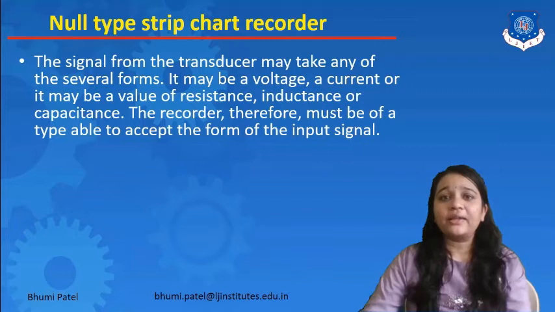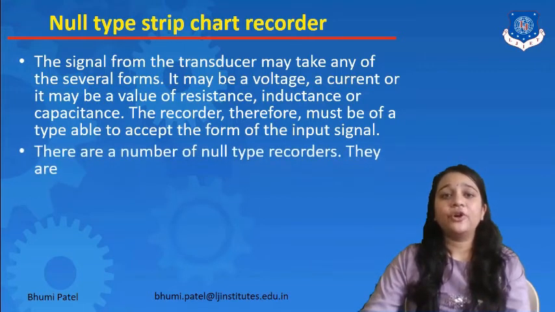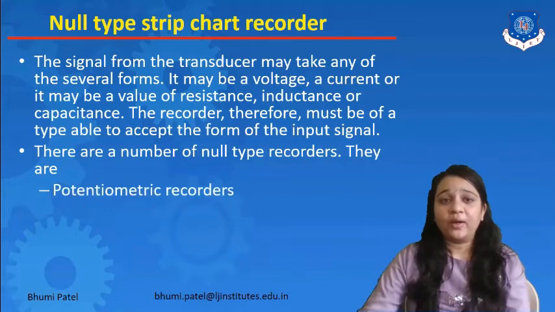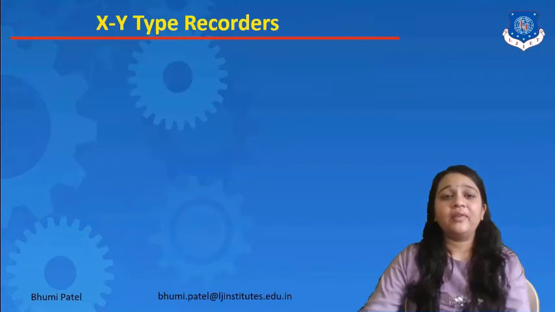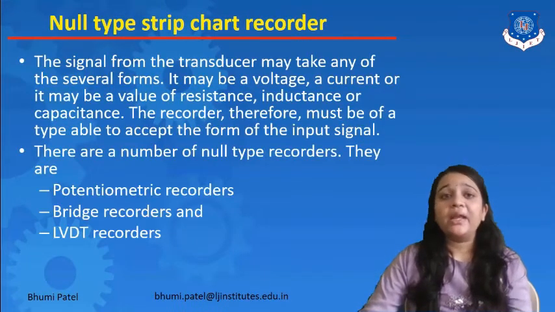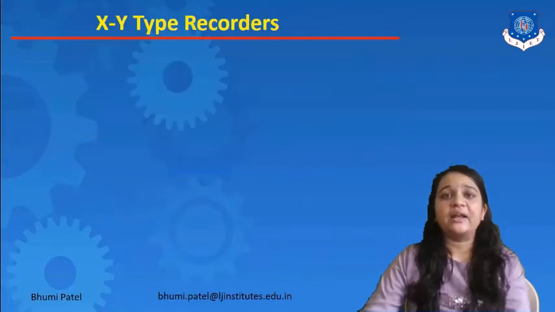The recorder therefore must be able to accept any form of the signal from these error signals. There are a number of null type recorders: potentiometric recorders, bridge recorders and LVDT recorders. Depending upon the application, we can connect a null type strip chart recorder.